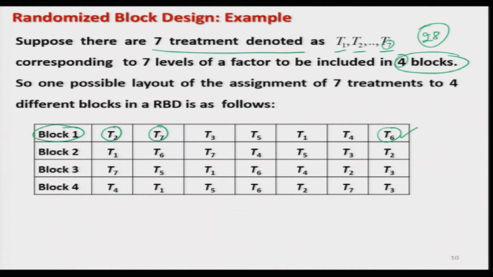Similarly, we give all the treatments here. You can see here 1, 2, 3, 4, 5, 6 and 7, all the treatments to block number 2. And similarly, treatments 1, 2, 3, 4, 5, 6, 7 have been given to block number 3, and similarly for block number 4 also. So this is one possible layout of an RBD in which we have 7 treatments with 4 blocks. Well, this layout is going to be different for different people, because the way the randomization yields the numbers, the assignment of a particular treatment to any unit will change, because this is random.